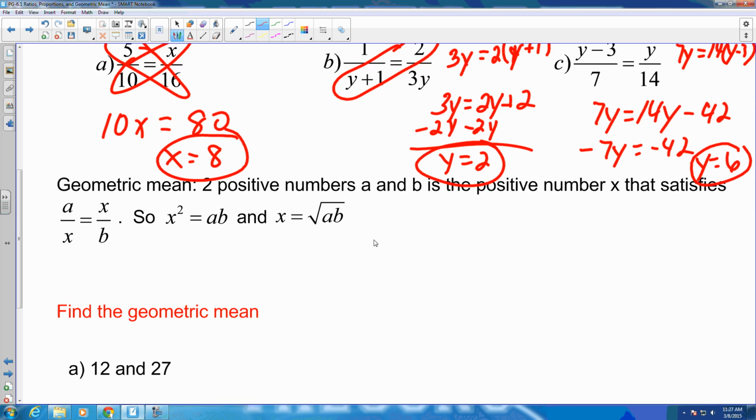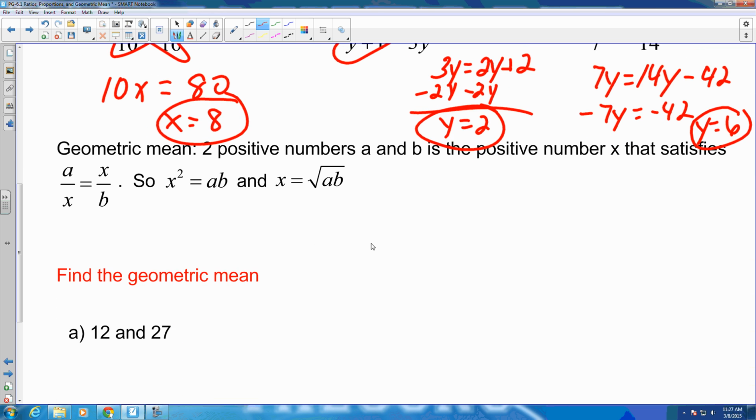The next thing we're going to take a look at is geometric mean. The definition of the geometric mean of two positive numbers, a and b, is the positive number x that satisfies this equation: a over x equals x over b. So essentially, when we do the cross product, I get x times x, which is x squared, and a times b, which is ab. And in order to solve for x, we take the square root of both sides. So x equals the square root of a times b.